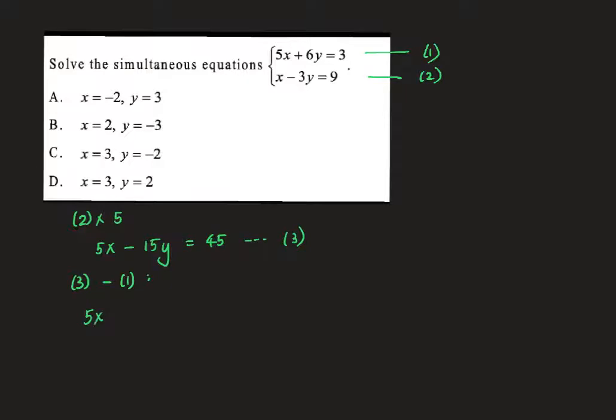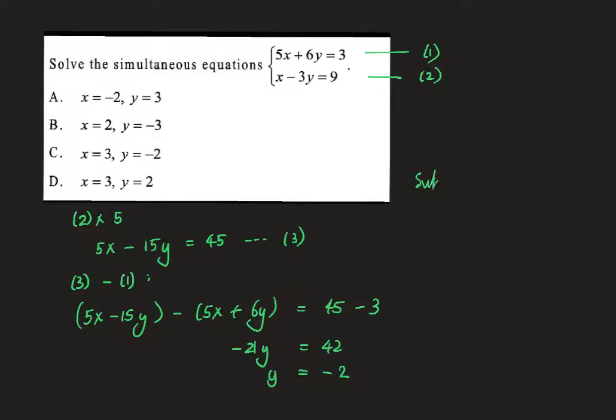We have the terms s eliminated, and on the left side we have minus 21y, on the right side we have 42, y equals minus 2. And then I can substitute this value of y into equation 1. We have s equals 3.